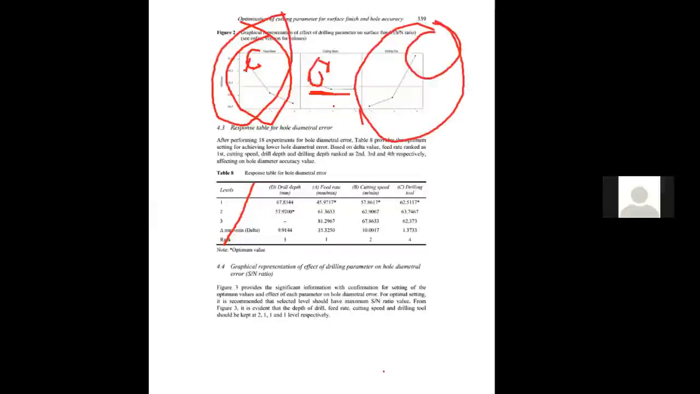If I want to give an opinion to a particular industry, I will say that you have to keep feed at level number 1, you have to keep cutting speed at level number 1, and you have to use tool number 3. And if you have this combination, definitely you will get a good surface finish or hole accuracy, whatever your output is. This is the first task of the design of experiment followed by Taguchi: what levels or settings I have to keep for a particular experiment to achieve the desired output.